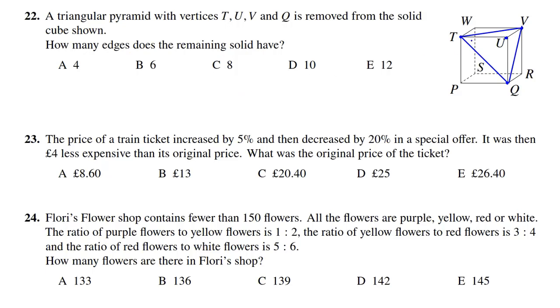At first, a cube: we have 4 edges on top, 4 edges below, and 4 edges on the side, so we have 12 edges. And then when you remove this, you cancel this one, this one, this one, so you remove 3 edges, but you add 3 other edges like this, plus 3. So the answer will be 12, and the answer is E. It needs a little 3-dimensional imagination.